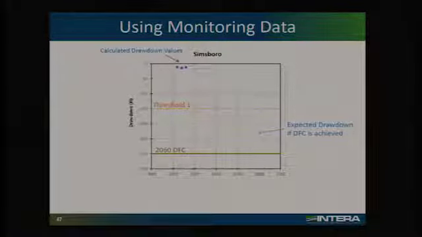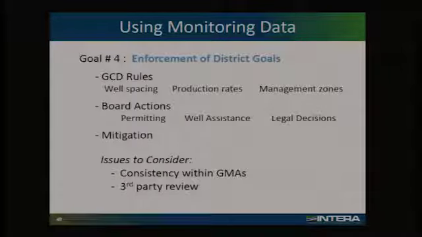Again, issues to consider with that: what do you do after you meet a threshold, or what do you do if your monitoring network is telling you something? And then the final goal, obviously, for the monitoring network is to be used in the enforcement and implementation of your district's management goals. And this can include implementing, testing, and justifying, for instance, your well spacing rules, your production rates. Why do you have management zones where you do, and using your monitoring network to explain that.